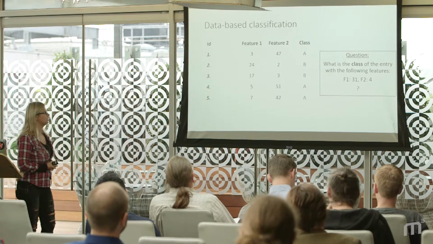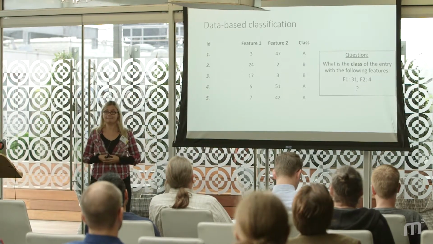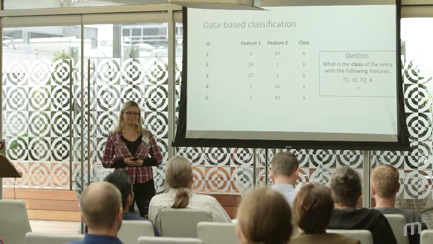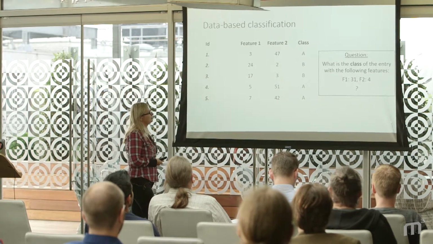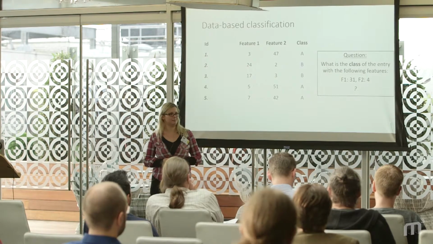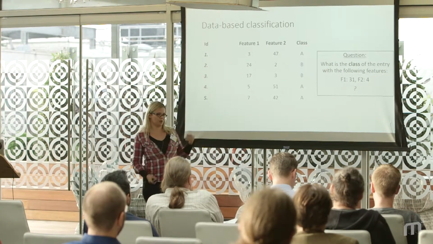Feature 1 is 31, feature 2 is 4. What is the label? B. Why? Numbers are sort of similar. 31 is more like 24 and 17. And the 4 for feature 2 is like 2 and 3. So you went through, yeah, exactly.